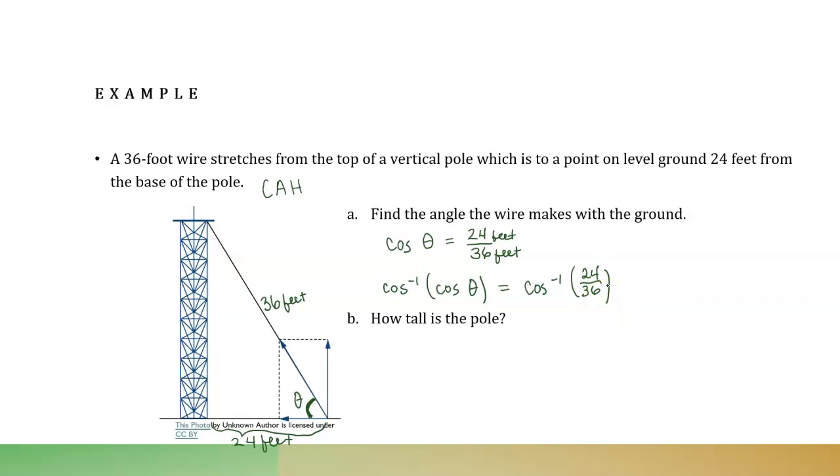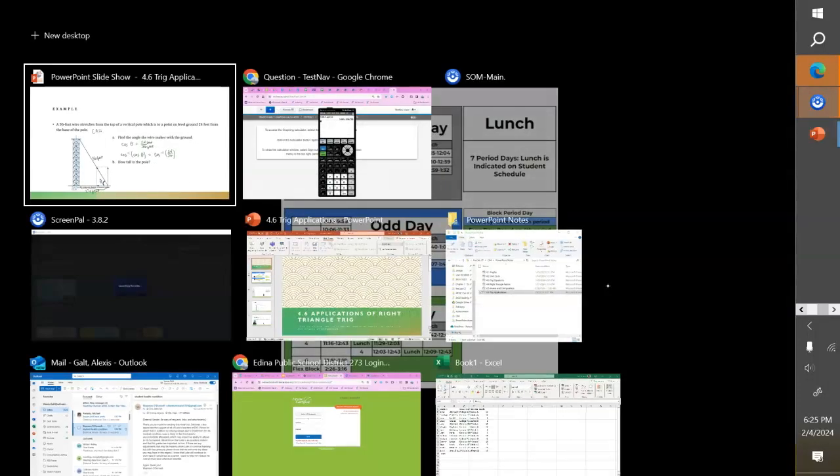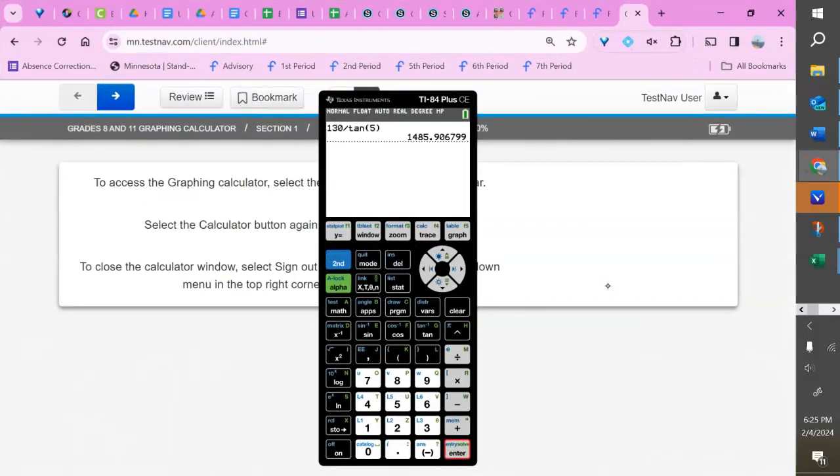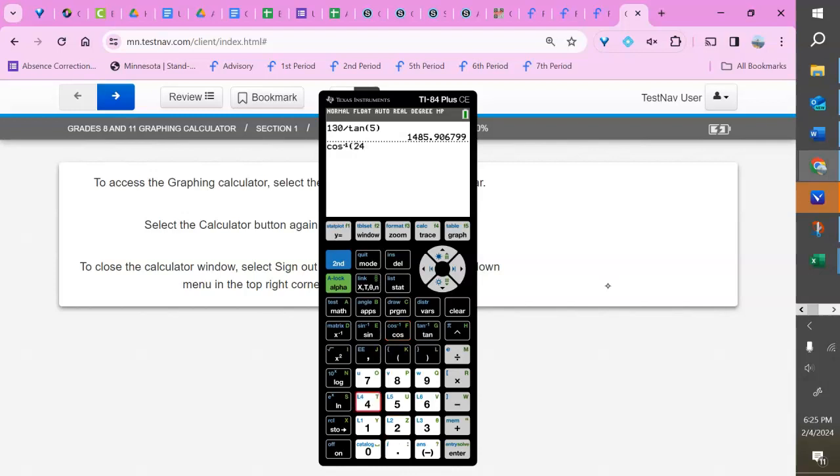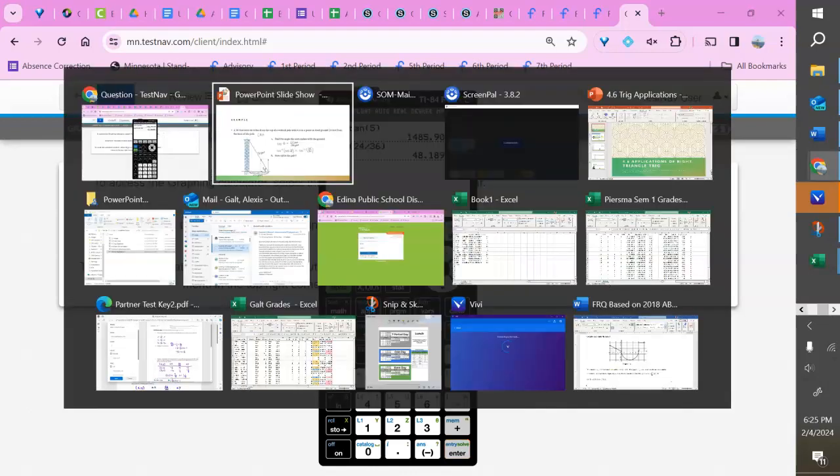And we're going to let our calculator answer that question in degrees, because we're interested in a real world problem, and usually that involves degrees. So we're going to do cosine inverse of 24 divided by 36. And we get 48.2 degrees.